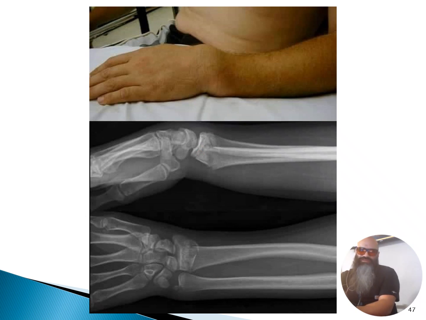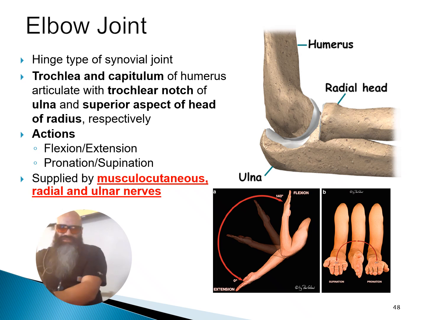But that's just the clinical significance of why we're learning this. So know which nerves, musculocutaneous, radial, and ulnar, supply the elbow joint.